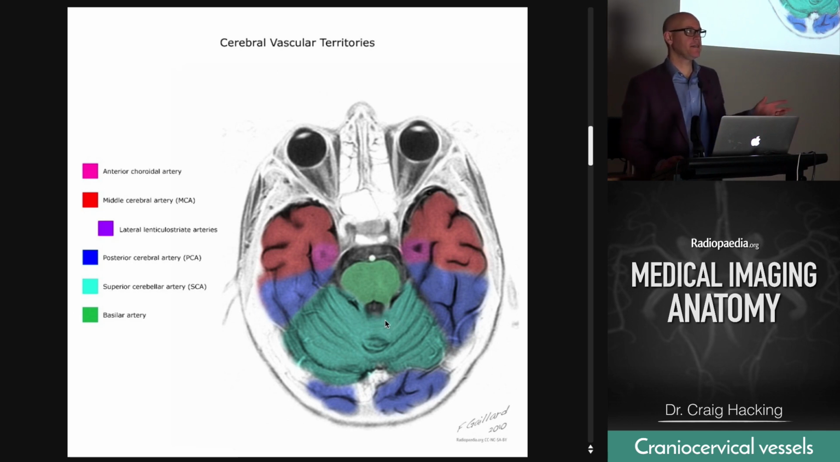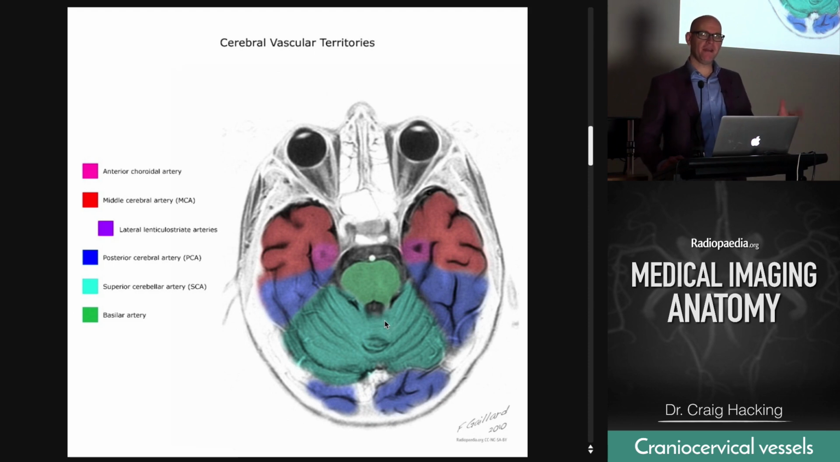The cerebellum usually has consistent superior blood supply from SCA, but for the inferior half of the cerebellum, you've got AICA and PICA, and they have a reciprocal relationship. If you have a big PICA, supplying a lot of the territory, you're going to have a small AICA, and vice versa. It's called AICA-PICA dominance.